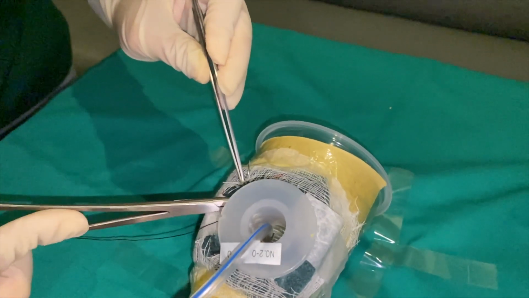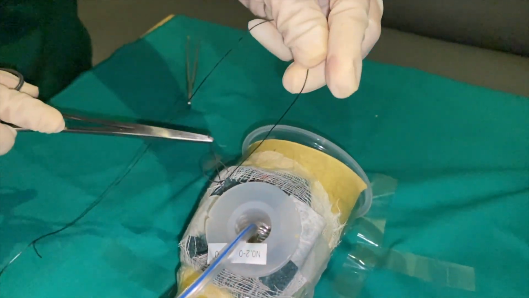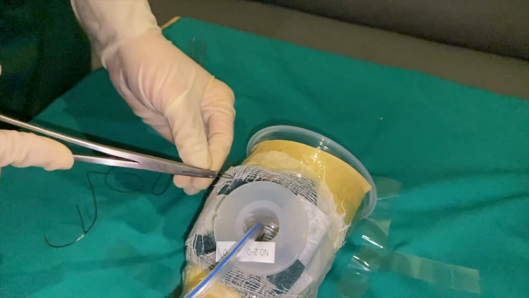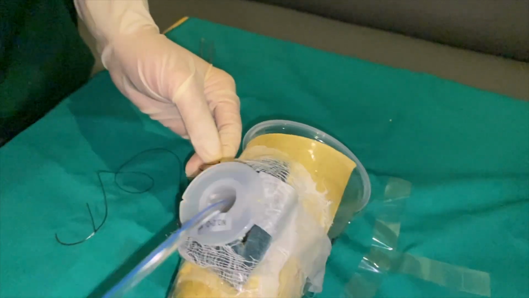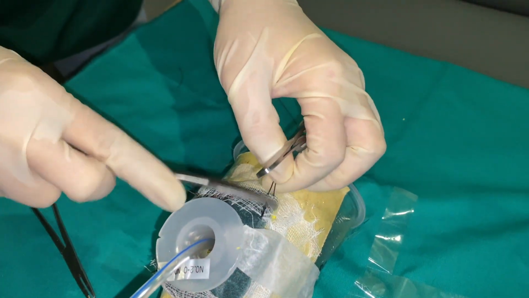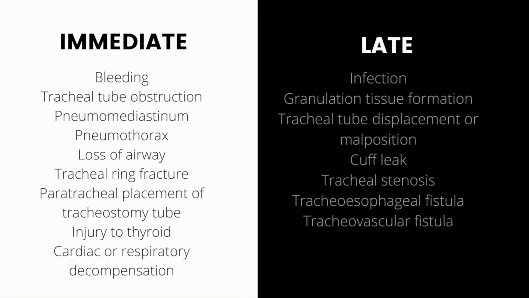The tracheostomy tube is then sutured to the skin for the first few days, until there is maturation of the tracheocutaneous tract, after which the sutures can be removed. Complications of tracheostomy can be immediate or late, and these include the following.